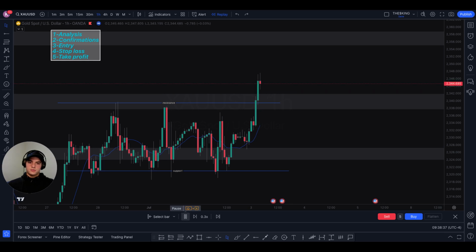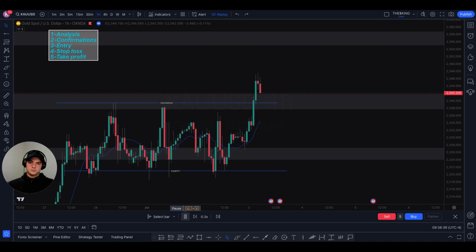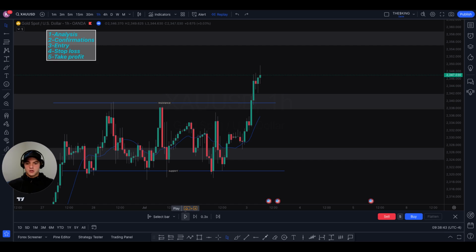All right, keep it going. Push down. Bam, rejection. Great. So we had this push down, right? So we now made a new low, right? And then we now made a new high from these candles, right?